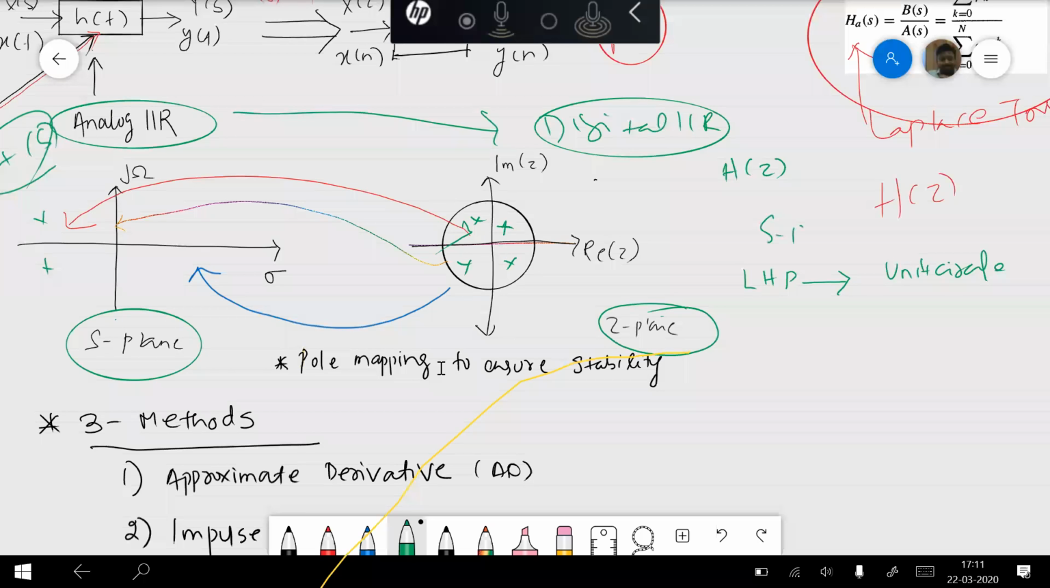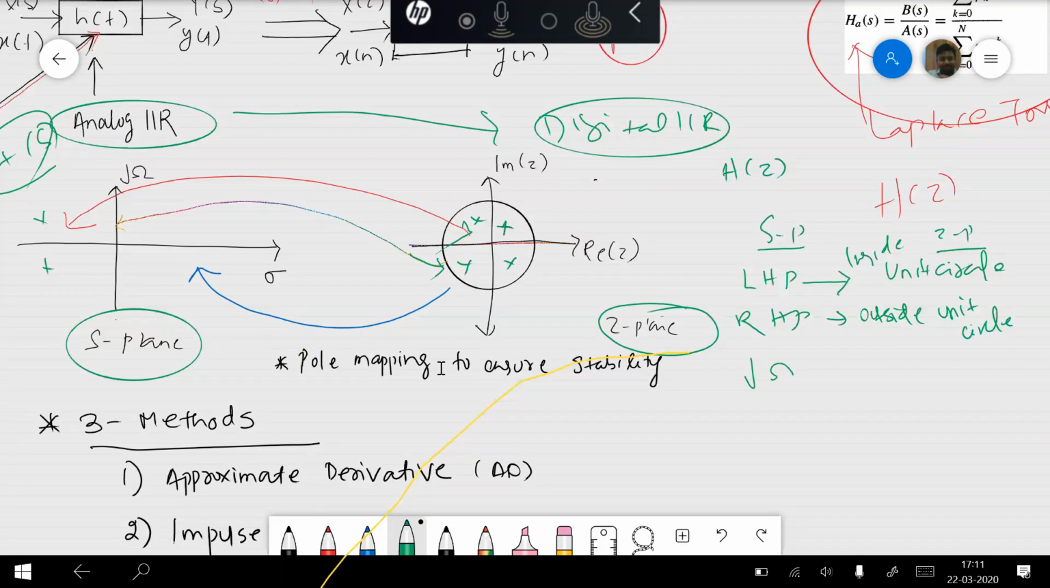This is my S plane and this is my Z plane. Then the right half, this part, must map outside of the unit circle. This is inside the unit circle. This is outside the unit circle. Okay. Then the line, the j omega axis, has to map on the perimeter of this unit circle.